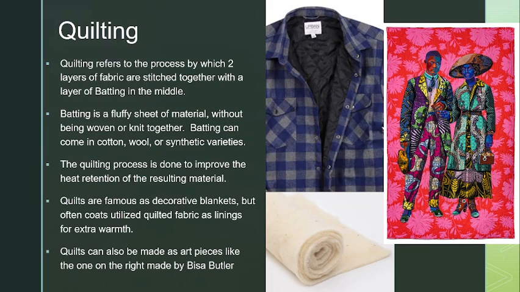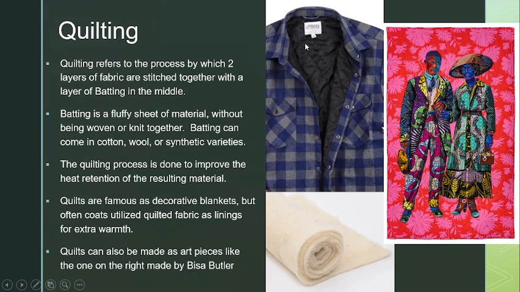Batting can come in cotton, wool, or synthetic varieties and are sold in different weights depending on how much padding is desired. The quilting process is done to improve the heat retention of the resulting material. You will also always see a stitched down pattern in the quilted fabric.